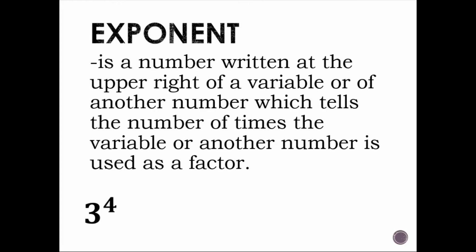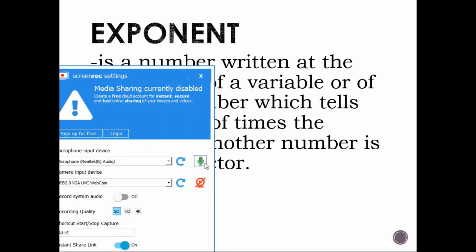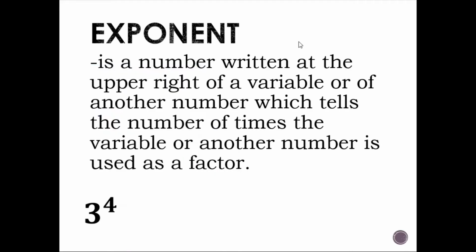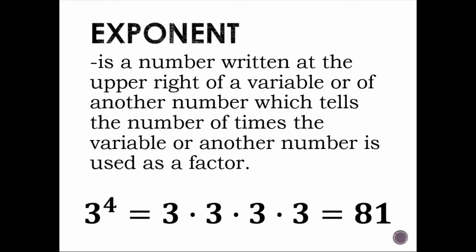So if I have the expression 3 exponent 4, or you can also read it as 3 to the 4th power or 3 raised to 4, 3 is called the base and 4 is the exponent. So we can rewrite it in this manner. We use 3 four times as a factor because the exponent of 3 is 4. Or to simplify it further, we will have 81.